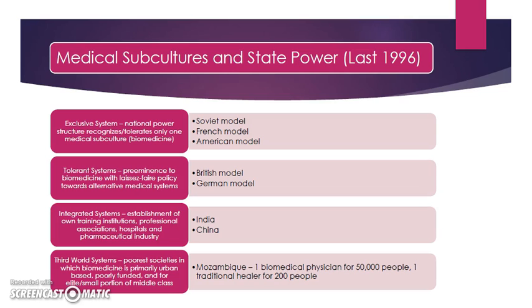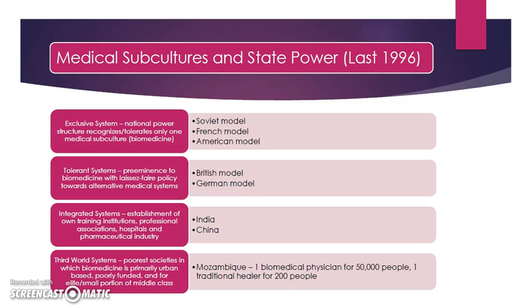Last, work on medical subcultures and state power, looking at four different systems: the exclusive system, the tolerant system, the integrated system, and the third world system. The exclusive systems are those where a national power structure recognizes and tolerates only one medical subculture, that is biomedicine. Examples of this include the Soviet model, the French model, and the American model. Tolerant systems give preeminence to biomedicine with a laissez-faire policy towards alternative medical systems. This is exhibited both in Britain as well as Germany.